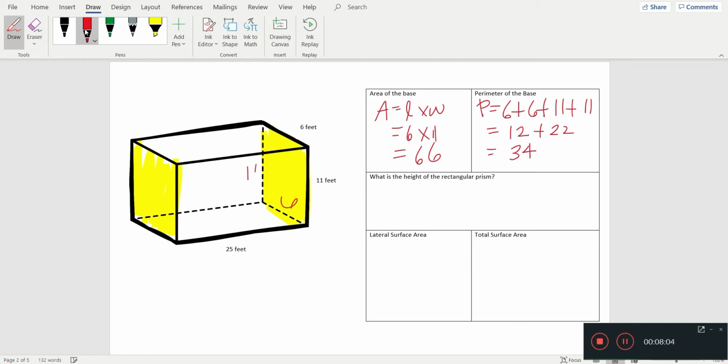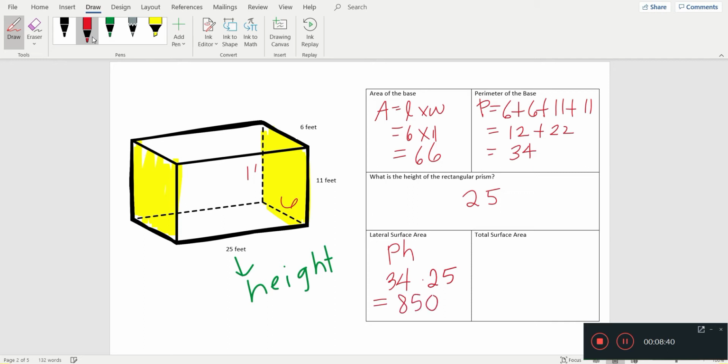So what's now my height? The height of my prism is 25, so I put 25 here. The formula of the lateral surface area is pH, right? So the perimeter is 34 times 25. How are we going to solve that? Multiply 34 times 25. The answer is 850.